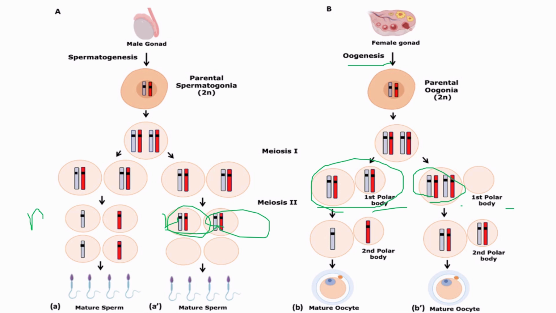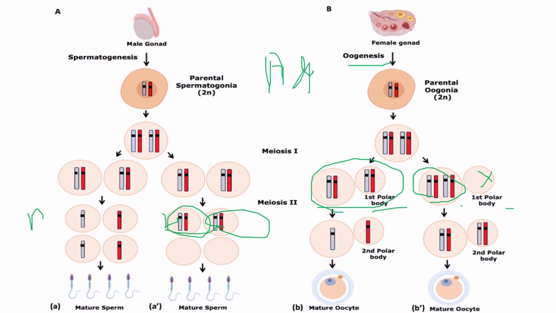One will show all the chromosomes and the other will not show it. So in the second polar body, you can see that the mature oocyte is formed from any one of them, and in both the characteristics. So see here, you can say that both of them, option A and B, are correct.